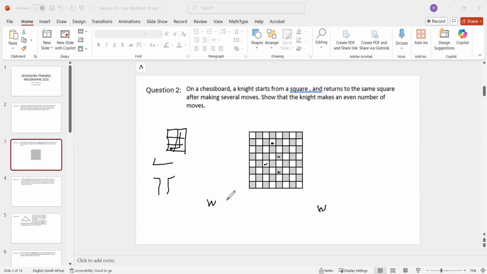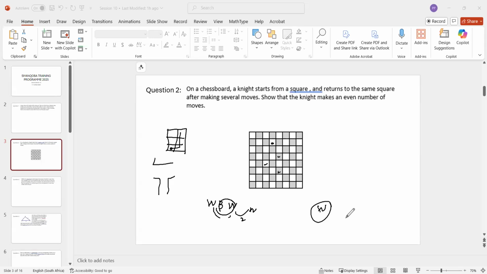See? Now, after the first move, it becomes black. And after the second move, it comes white. So in other words, after 2 moves, it comes to the same color. Right? The first move, it goes to the opposite color. The second move, it comes back to the same color. And after 1 move beyond that, it's black. But again, after 2 moves, it comes back to the same color. So it comes back to the same color always after 2 plus 2 plus 2 plus 2. So an even number of moves.